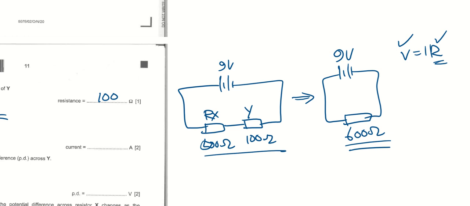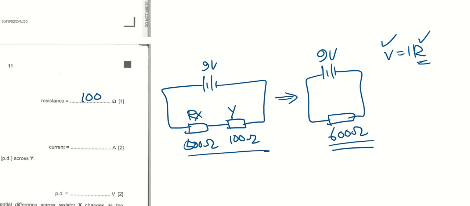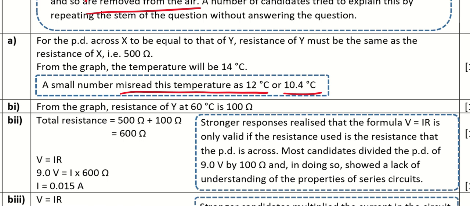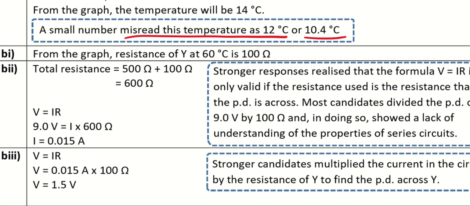Because they are connected in series, I can just add them up. But for parallel, you need to do 1 over R1 plus 1 over R2, then you flip. Okay, I hope you know what I'm talking about. So I can calculate the current to be 9 over 600. The value of the current will be 0.015 ampere.